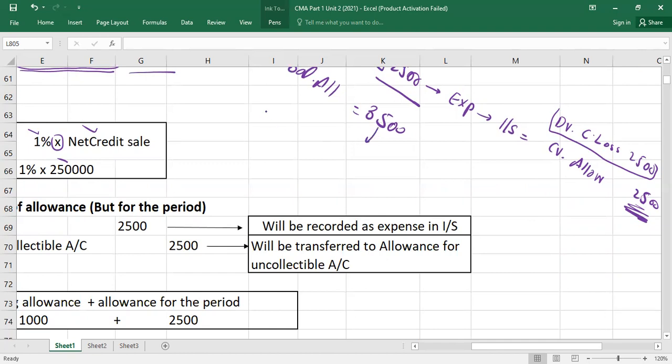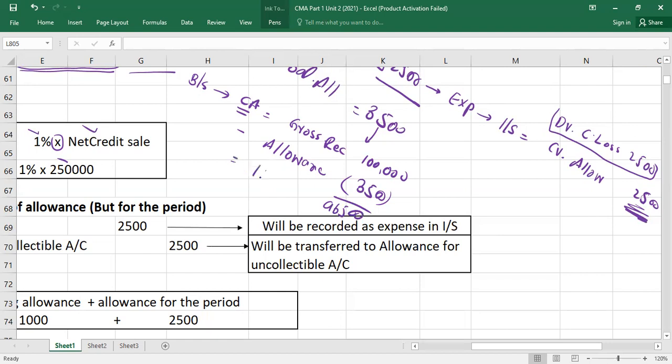So this is the balance sheet presentation under the current assets section. You will write gross receivables, which in my example is $100,000. From there, you have to deduct the closing balance of allowance, which is how much? 3,500. So 96,500 will be your net realizable value. Understood? This is the income statement approach, that's it.